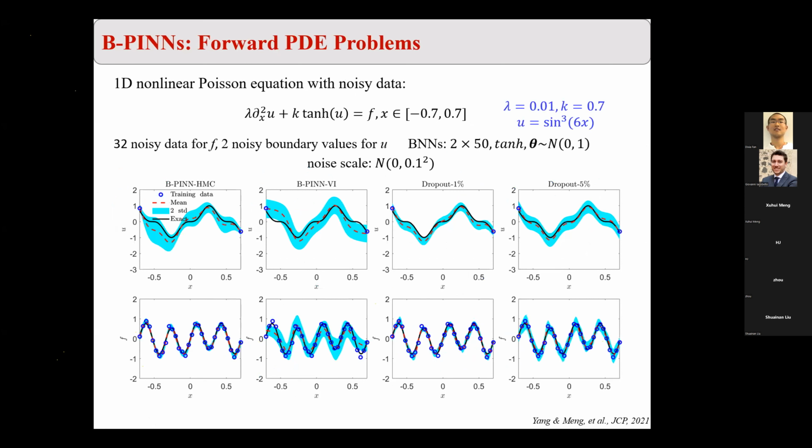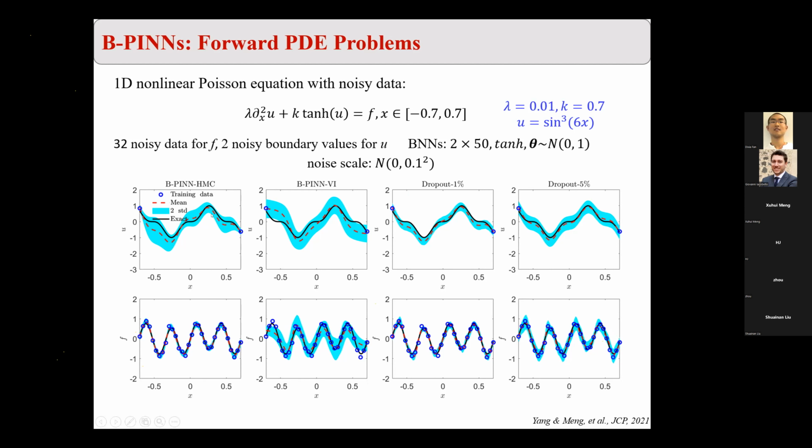Now we can also use BPINN to solve both forward and inverse PDE problems. The first test case is for the differential equation problem, in which we have noisy measurements on F, and we also have two noisy measurements for U to serve as the boundary condition. And this is the reference solution for U. In this case, we assume that the measurement error is Gaussian with 0 mean and 0.1 standard deviation.